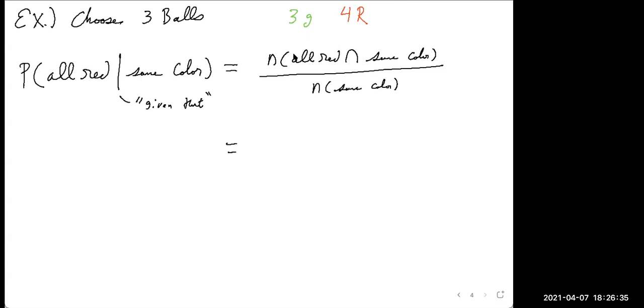So the numerator is kind of redundant. And that happens a lot in these problems. So it says the number that are all the same color and they're all red. Well, if they're all red and they're all the same color, that's the same thing. So we're really just talking about how many ways can you do all red. So that's a redundant statement, and that happens a lot. And we still want to do same color.